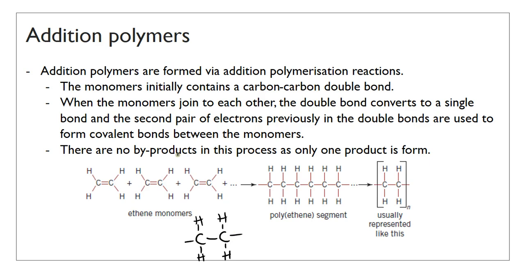A good thing about addition polymerization is that you're going to produce no byproduct, and that's the nature of any addition reaction. You add all the reactants together, so you go from multiple reactants to one product. That's how you know it's an addition reaction. Only one product is formed.